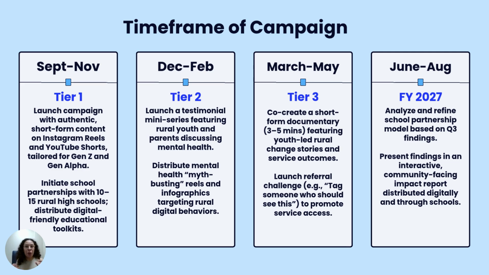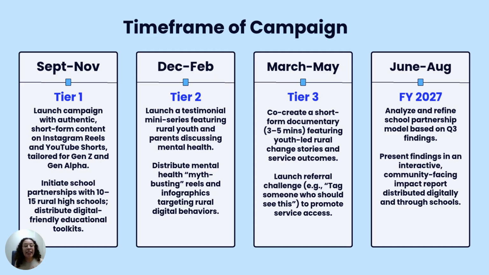So I kind of wanted to do it like in quarters. So based on that, each tier would be a different quarter. Tier one would focus on September to November, so really launching the campaign and making sure that our content is tailored to our audience.